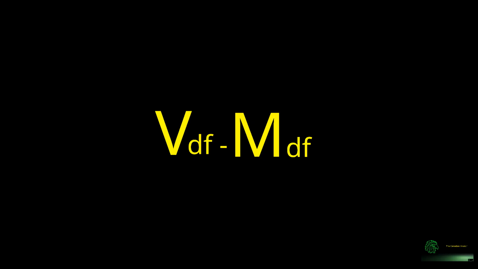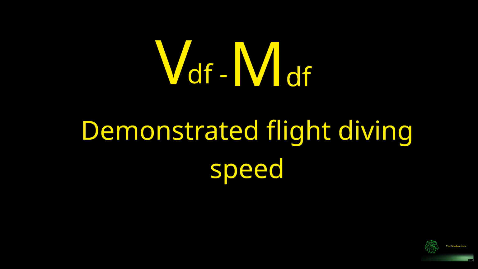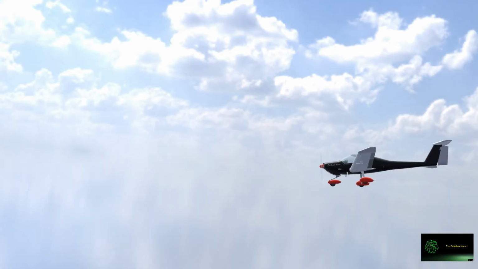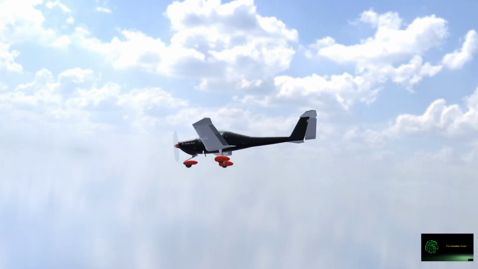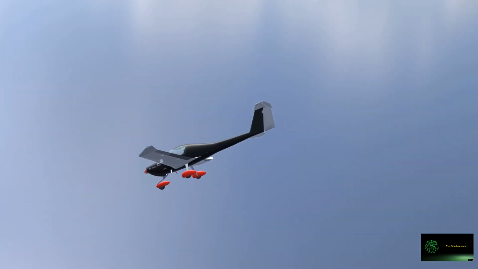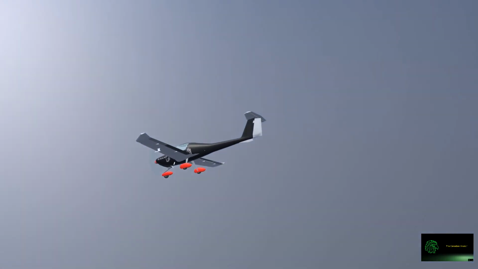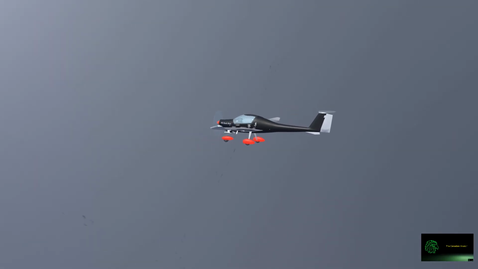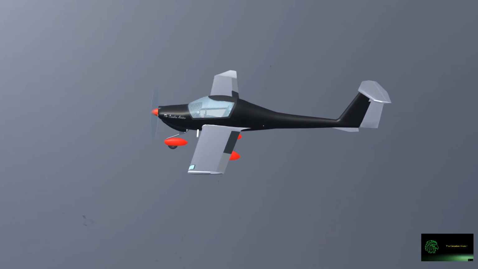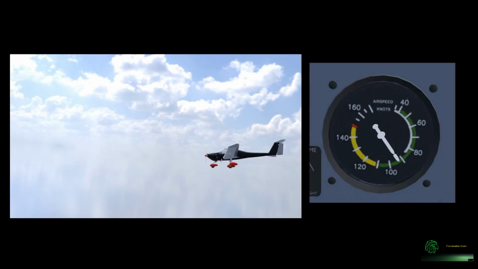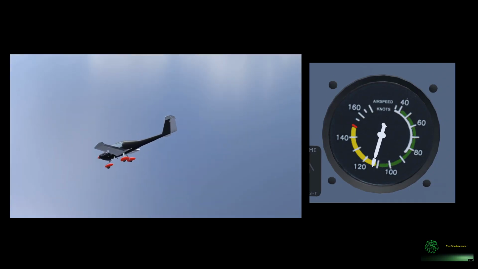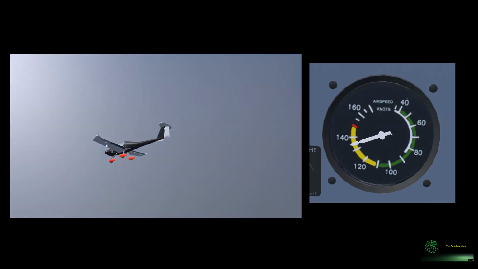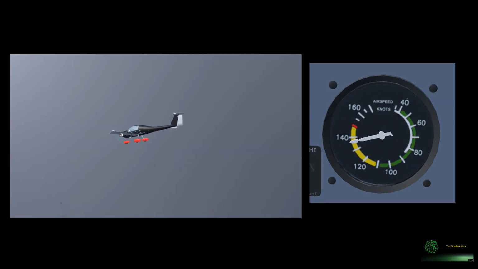VDF, MDF, demonstrated flight diving speed. VDF or MDF in Mach number is the demonstrated flight diving speed achieved during certification flight testing. It is the highest speed actually reached in flight tests to demonstrate the aircraft's structural integrity and stability in a dive. VDF or MDF must be lower than the design diving speed, VD, providing a safety margin.